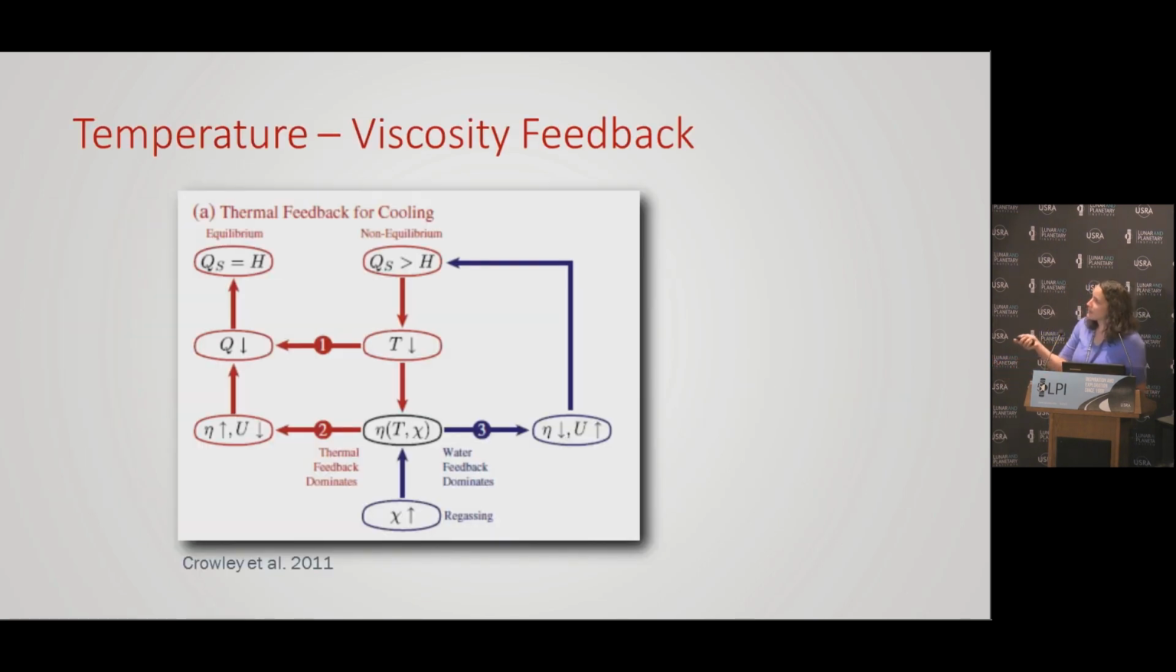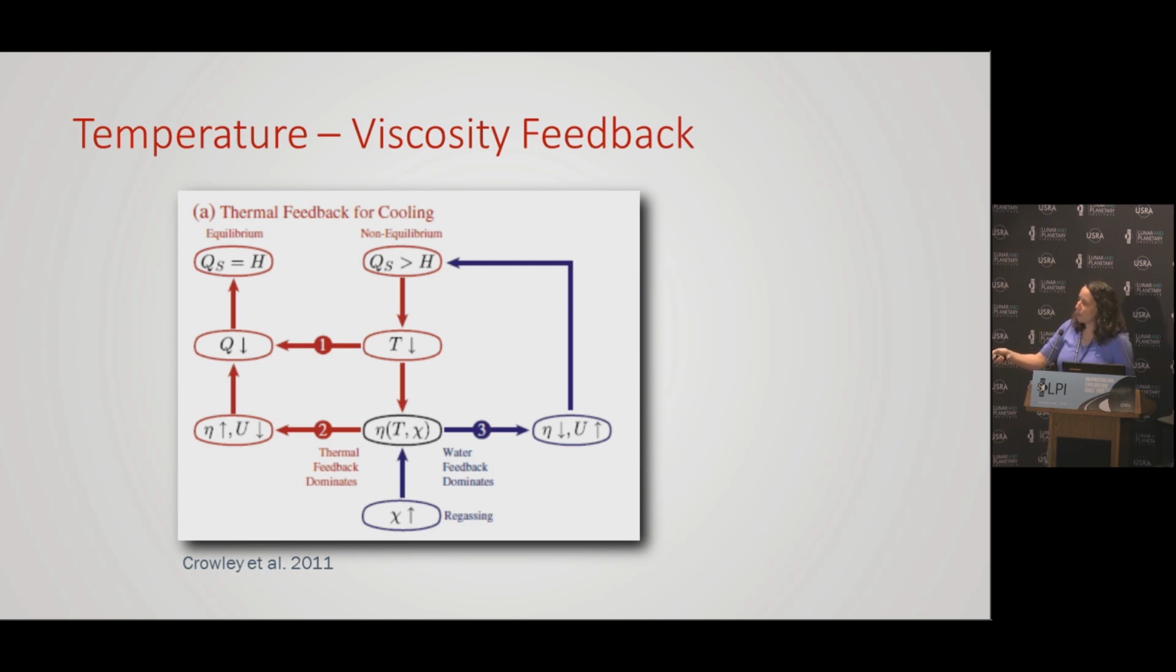Now, again, this temperature viscosity feedback is very important in these models. So we have water going into the mantle. This is the regassing rate, and it influences the viscosity of the mantle. If you're adding water into the system, that causes the viscosity to decrease. Remember that figure I showed you at the beginning. And if the viscosity is decreasing, that means that the mantle convection rate can increase. So it's more fluid, you can get faster convection. So that will lead to an increase in the heat flux out of the mantle.